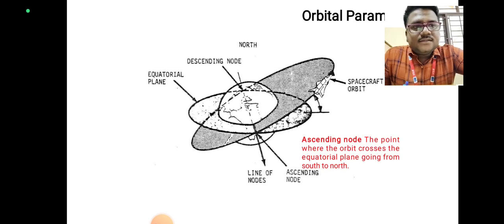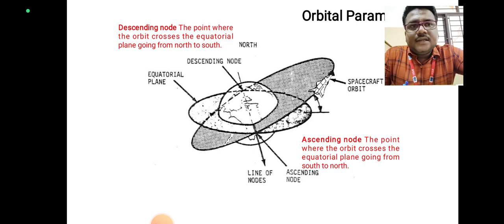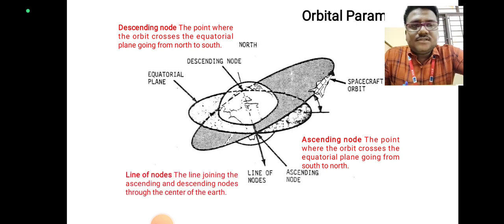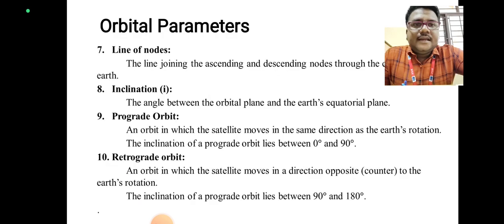The ascending node is, as we have discussed earlier, where it goes from south to north. Next is the descending node, the inverse of ascending node, that is the point where the orbit crosses the equator from north to south. And line of nodes is nothing but the line joining the ascending and descending node through the center of the Earth. Inclination is the angle between orbital plane and Earth's equatorial plane.